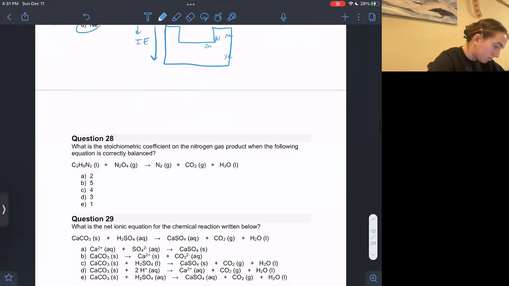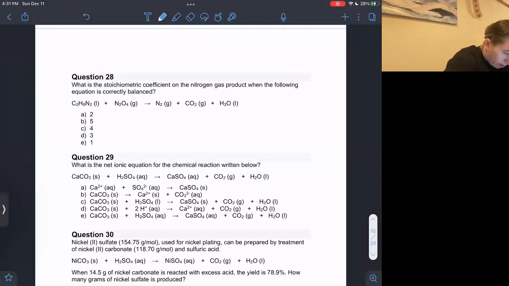Okay. Question number 28. What is the stoichiometric coefficient of the nitrogen gas product when the following equation is correctly balanced? Okay. So I'm going to start with my leftmost atoms. That's going to be carbon. So I have two carbons on the left, one on the right. So I'm going to put 2 here. And then my nitrogens are 2 here and 2 here, so that's 4 nitrogens and 2. So I'm going to put 2 here.